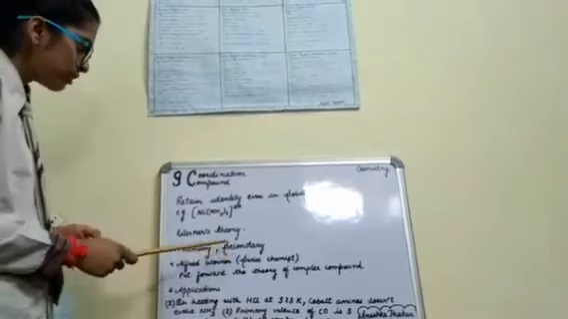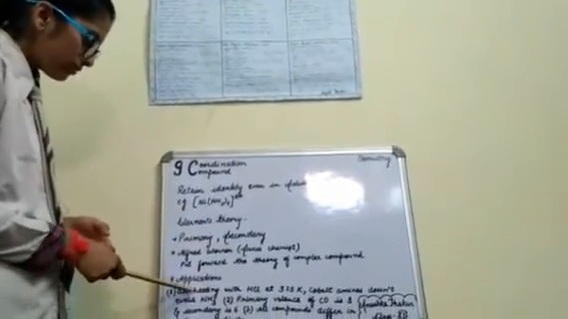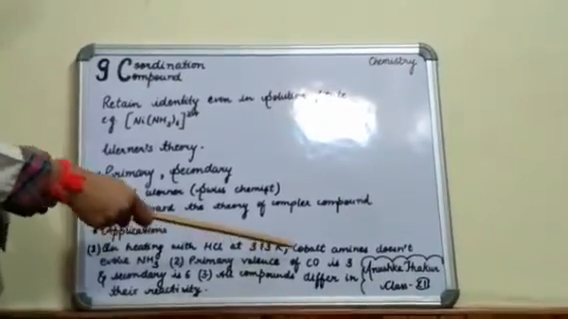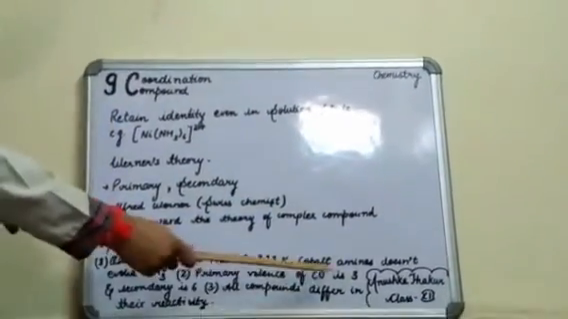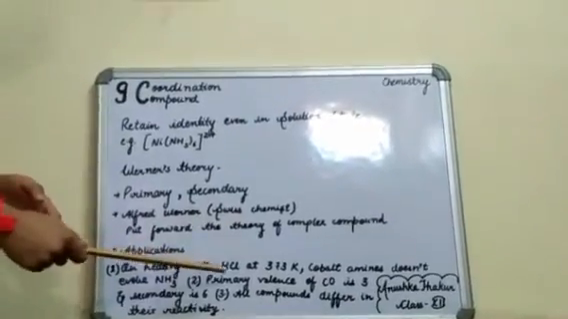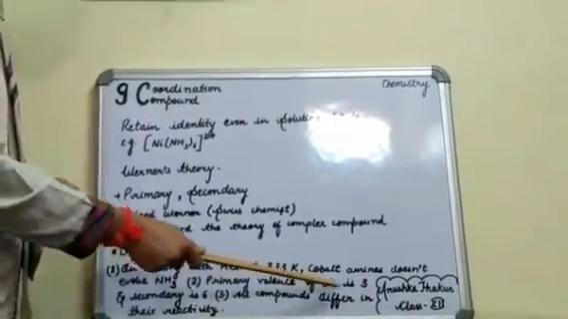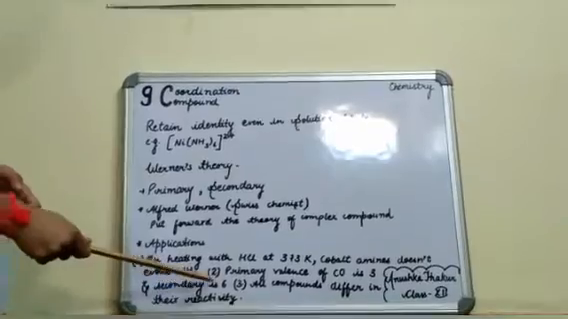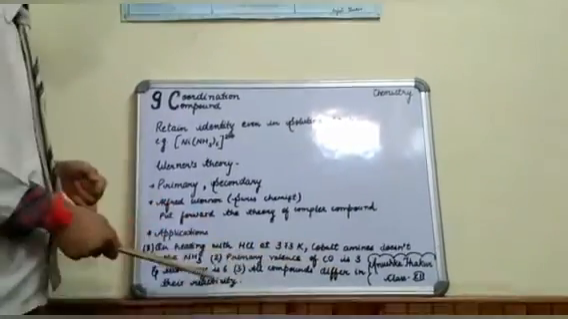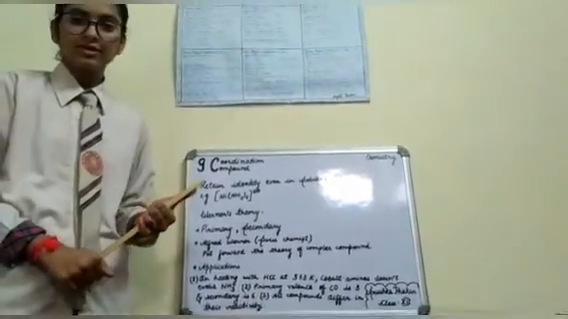The applications of Werner's theory are: first, on heating with HCl at 373 K, where K stands for Kelvin, cobalt amines do not evolve NH3. The second is that the primary valence of CoCl3 is 3, whereas the secondary is 6. And the last is that all compounds differ in their reactivity.